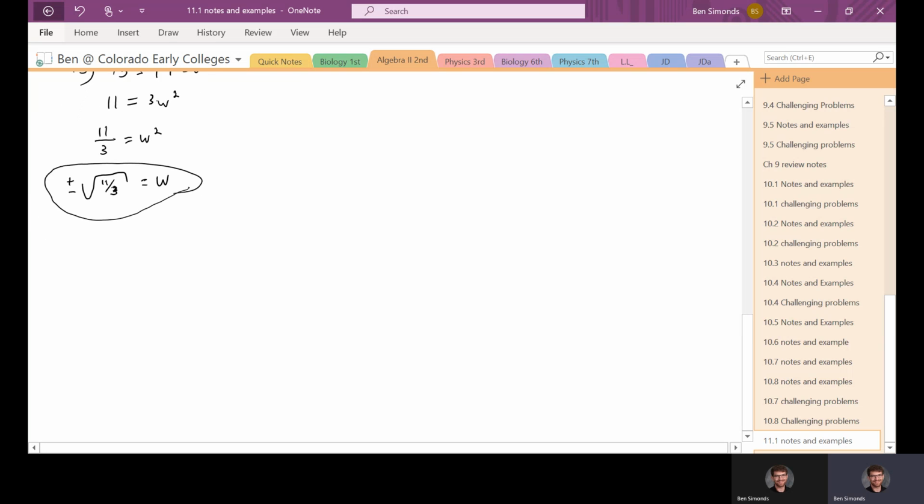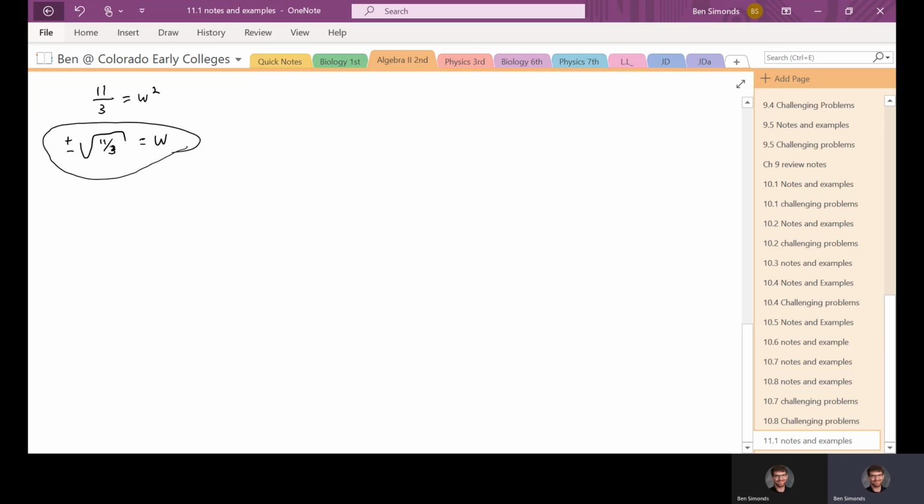So let's move on to the next group of problems here, starting with number 21. And it's using something called completing the square. So before we jump into an example, let's talk about what completing the square is.